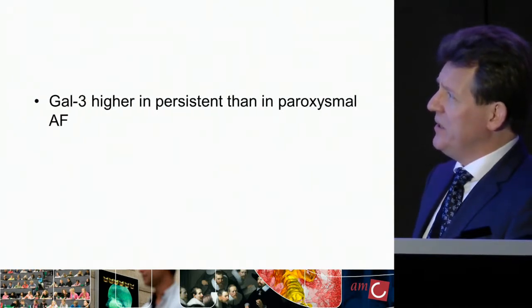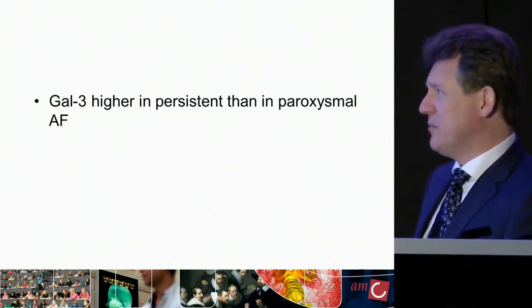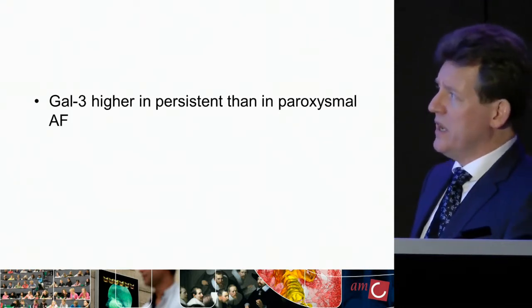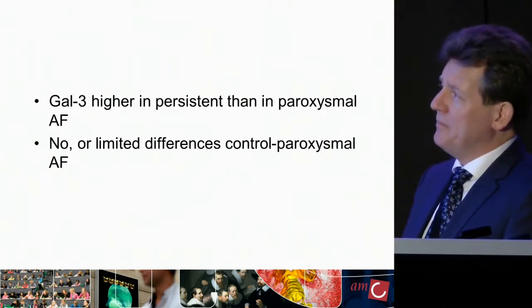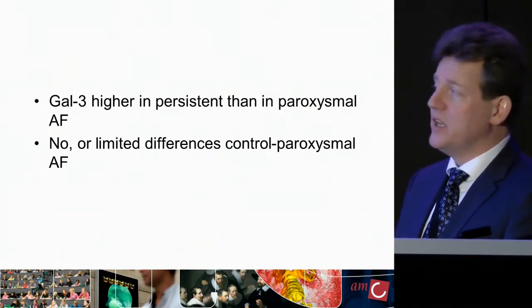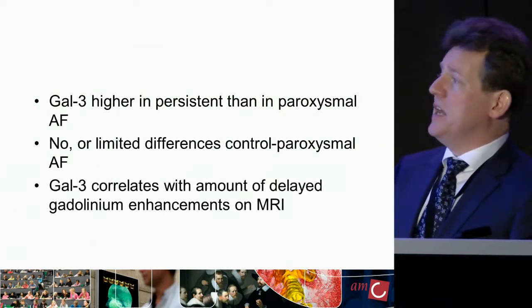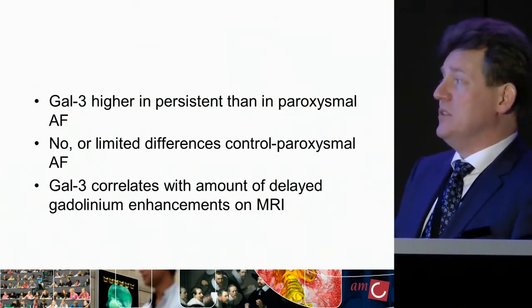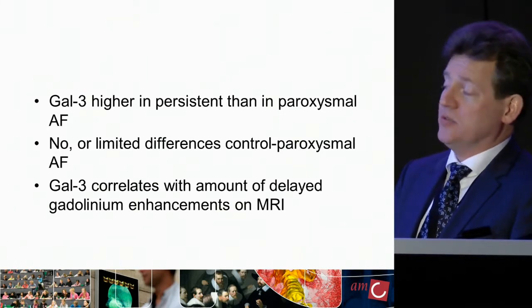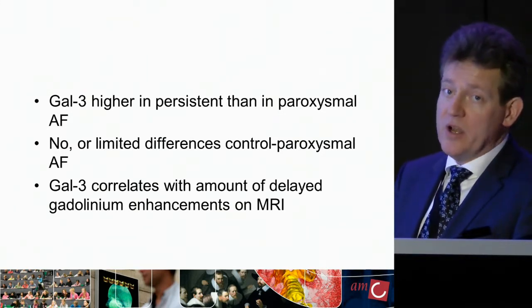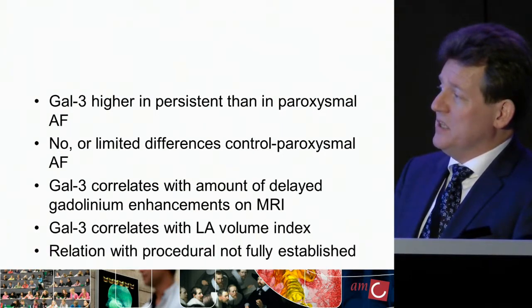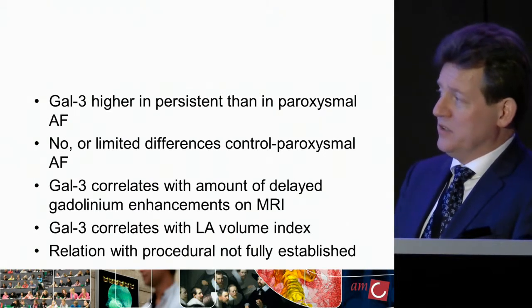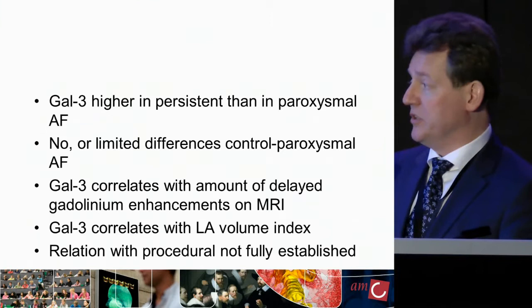So about galectin-3, it's not such a perfect marker for clinical use either. We can conclude that it's higher in persistent than in paroxysmal atrial fibrillation, that there are no or limited differences in the concentration between control patients and paroxysmal AF patients, and that it has been shown that it correlates with the amount of delayed gadolinium enhancement on MRI, so that it appears to be a marker of left atrial fibrosis. It correlates with the LA volume index, but the relation with procedural outcome is for now not fully established.